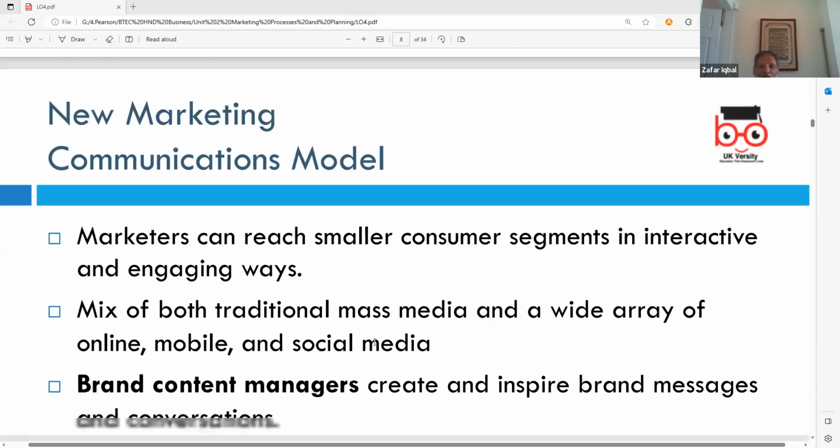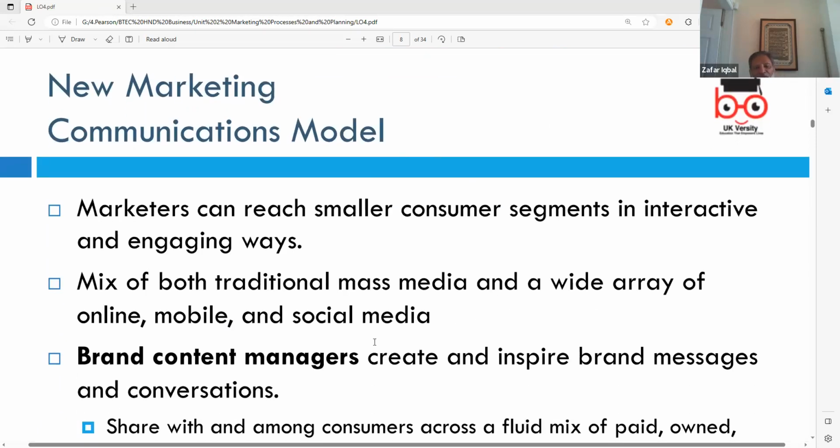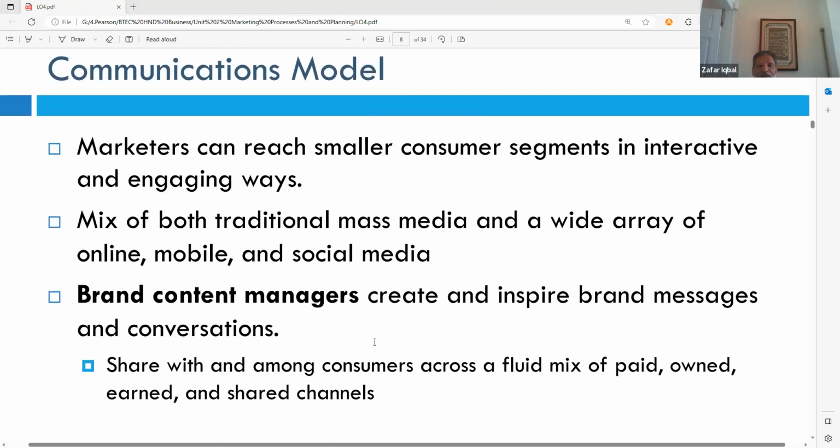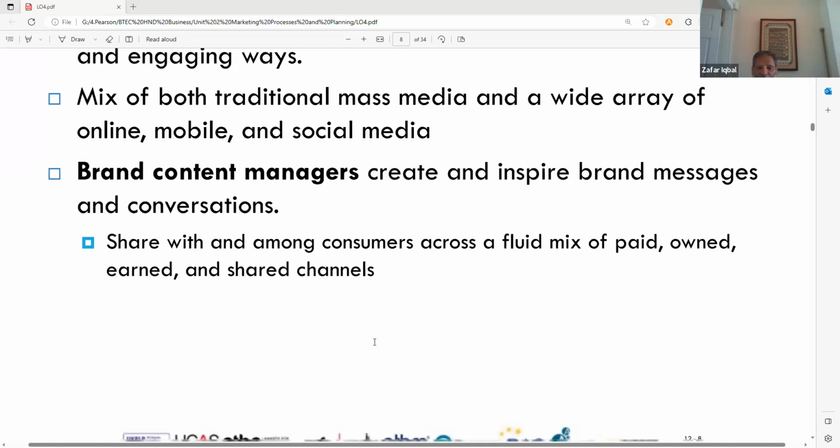Okay, so marketers can build upon these technologies to reach a lot of people within a shorter space of time, and they can interact with them, they can engage with them. We want to make sure that we use both traditional and modern media to communicate with our future customers. We can do that online, mobile, social media, and we want to share with the consumers a lot of things that we are planning on this. So we can use share channels as well.